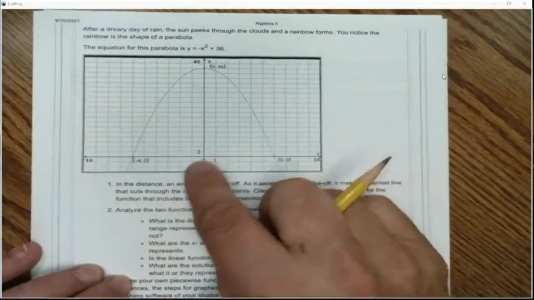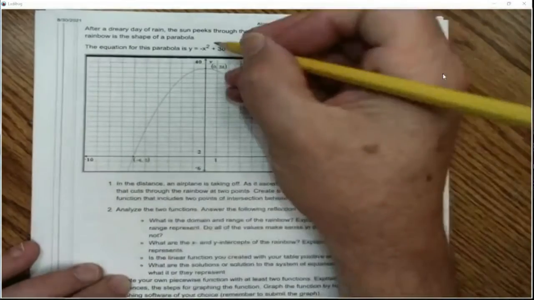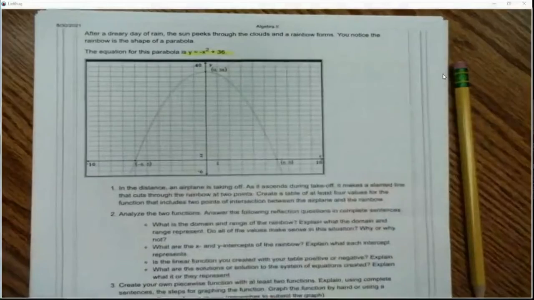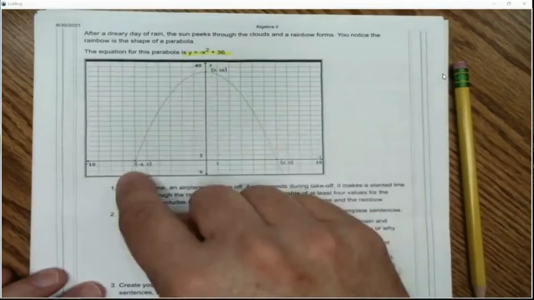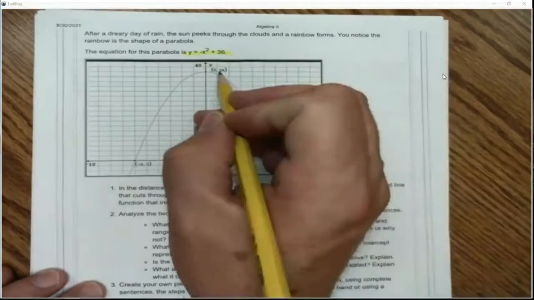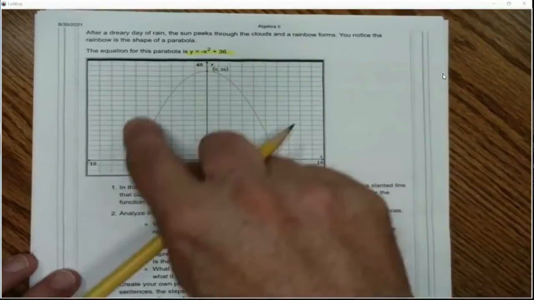So this says, after a dreary day of rain, the sun peeks through the clouds and a rainbow forms. You'll notice it's in the shape of a parabola, and it gives us the equation right there for this parabola. Y equals negative x squared plus 36. See, the negative out front makes the parabola go down instead of up. Plus 36, so that's where the y-intercept is. And so there's a rainbow.